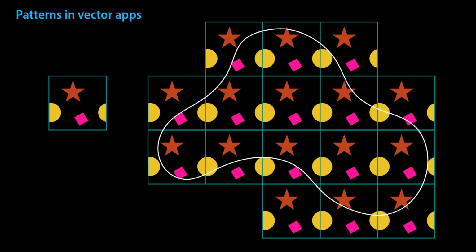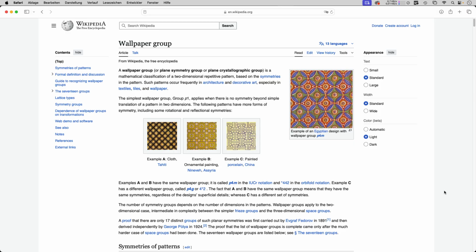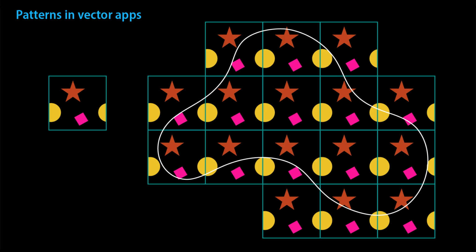Patterns themselves can have a repeat logic that is completely different. I would recommend you take a look at the Wikipedia article on wallpaper groups in order to find out about the repeat logic. So let's get back to the patterns themselves. So this is how patterns work inside of vector applications. And in this series of videos, we're going to take a look at how the three different apps perform.